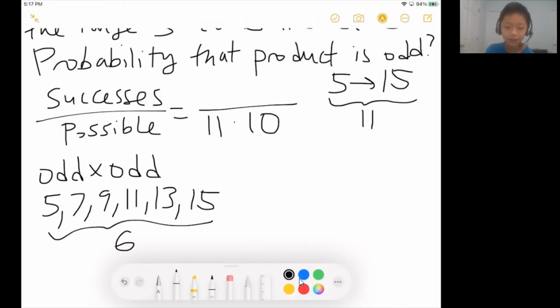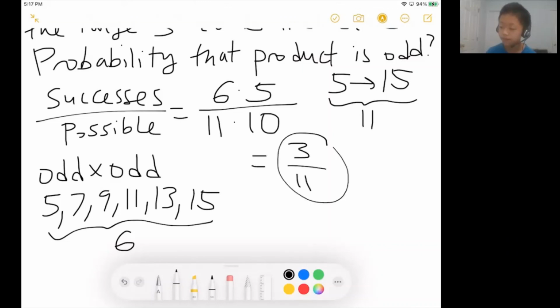So the number of successful outcomes would be exactly like the possible outcomes, except you would just do 6 times 5. 6 times 5 successful outcomes divided by 11 times 10 possible outcomes. If you were to do the division, you would have 30 on the top, 110 on the bottom. So this probability would be 3 over 11. And that would be the probability in this case.